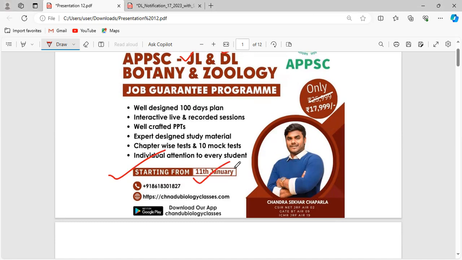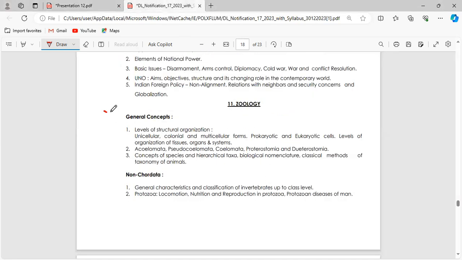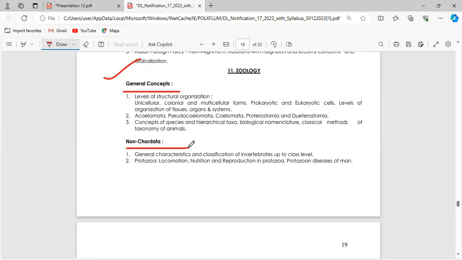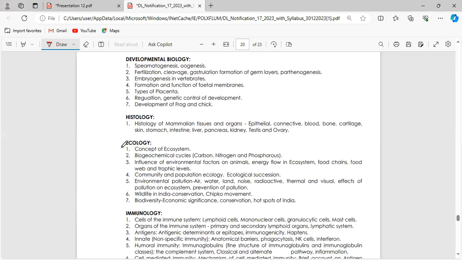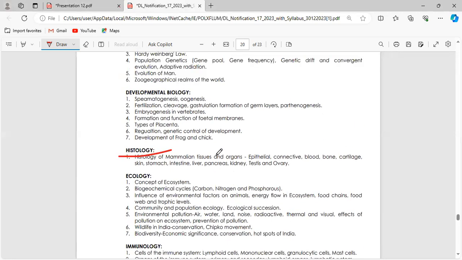Now in this session, I'm going to discuss the analysis of syllabus of zoology, particularly 4 units. In zoology there are 11 units totally. Of those 11 units, general concepts, core data, and histology, these 4 units will be handled by me. Remaining units will be discussed by Mr. Chandrasekhar sir.